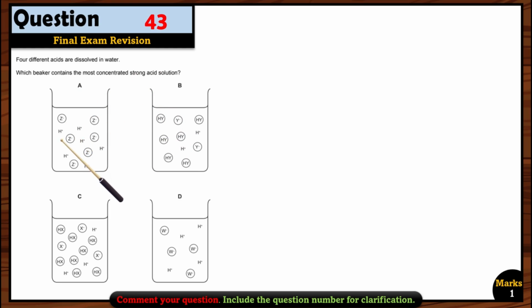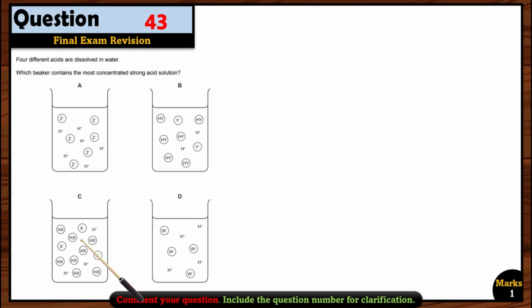If you look at option A, all of the ions are fully dissociated. So it means it's a strong acid. Let's see option B. You see HY we still have in the form of compound, and then it is also dissociated into ions, proton and Y negative. Can you see over here? Yes. So it means it's not fully dissociated into ions. It's partially dissociated because we can still see the compound HY.